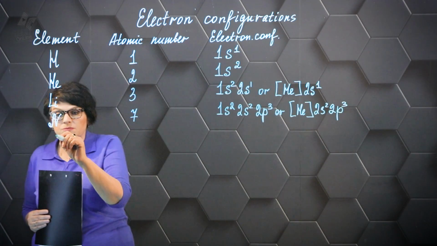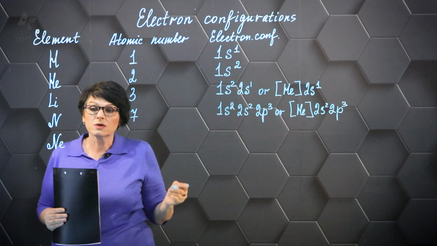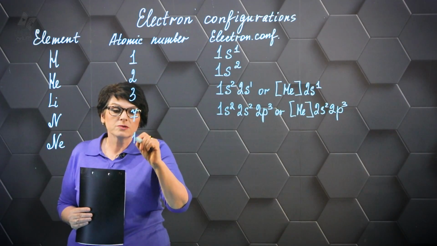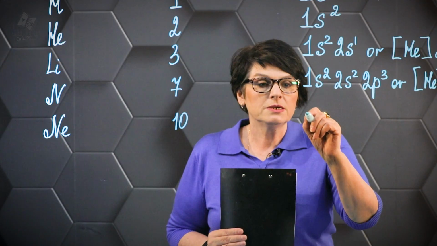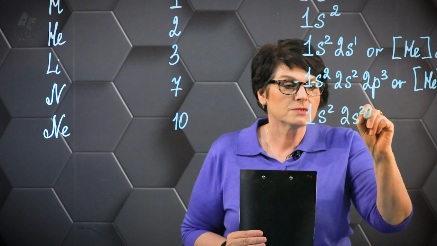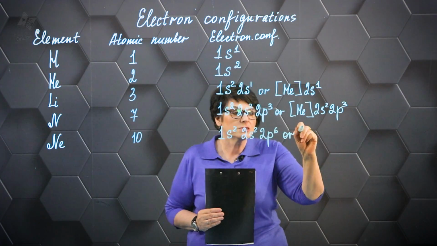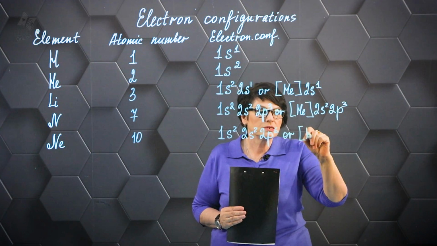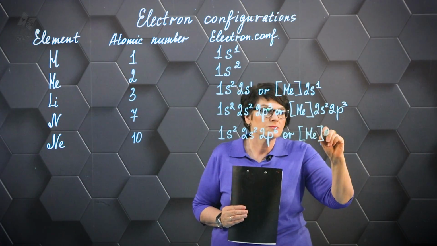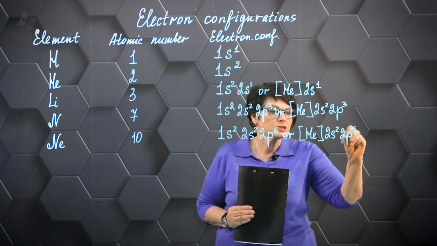Next, let's write down the element neon, which closes the second period. Its number is 10, and it would be 1s2, 2s2, 2p6, or the short form entry looks like this: helium, and then goes 2s2, 2p6. Let's go to the third period.